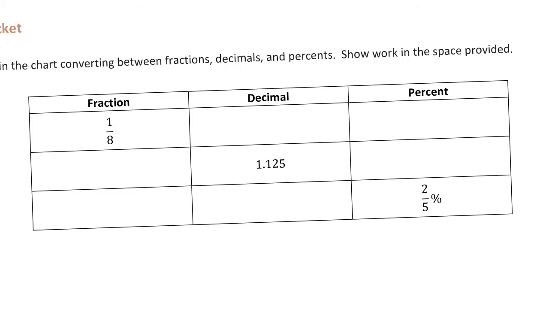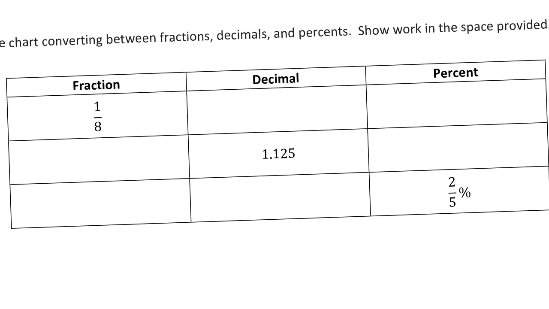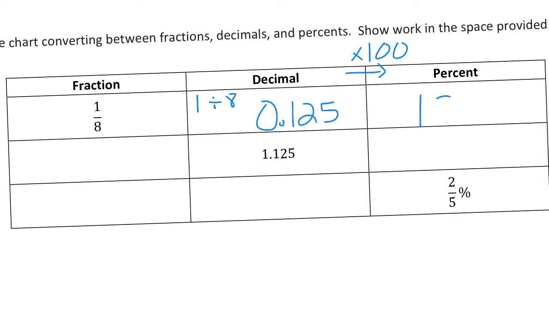So if I am working my way across the top row, to change a fraction to a decimal, you just take your calculator and you do numerator divided by denominator, and so we get 125 thousandths. Then to change a decimal to a percent, you take it times 100, and so this is 12 and 5/10%.